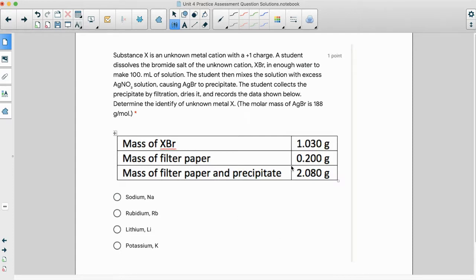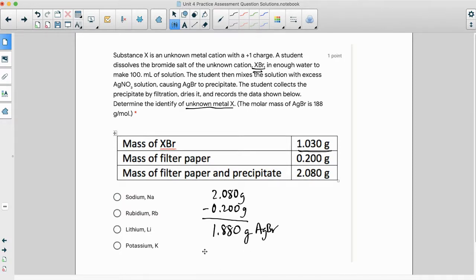Second question, we want to determine the identity of unknown metal X, which is in this XBr. And we have here the grams of XBr. And if we can figure out the molar mass of XBr, the grams per mole, we can figure out what X is. So in order to do that, we have to go through the precipitate. So I will find how much precipitate was formed by subtracting off the filter paper here. Get 1.880 grams of AgBr.